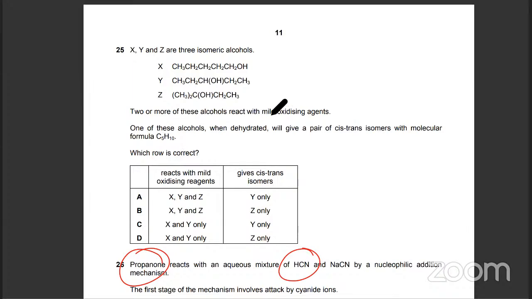So 2 or more of these alcohols react with oxidizing agents. Primary and secondary alcohols do react. The third one will not. That's a tertiary alcohol, look, there is no H. So that is a tertiary alcohol. This one is a secondary alcohol. The carbon has only 1 H. Or this one, that's your primary alcohol.